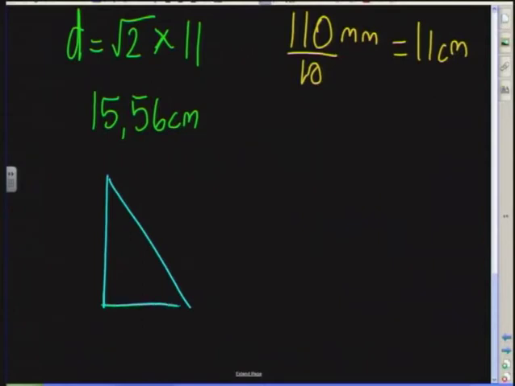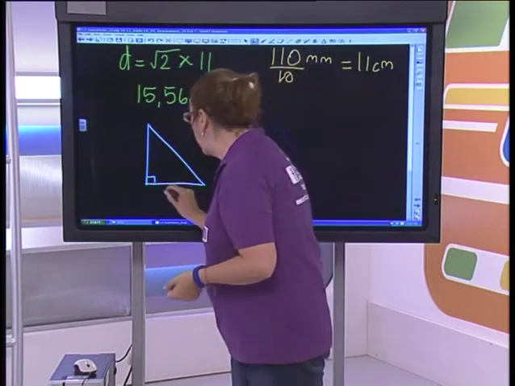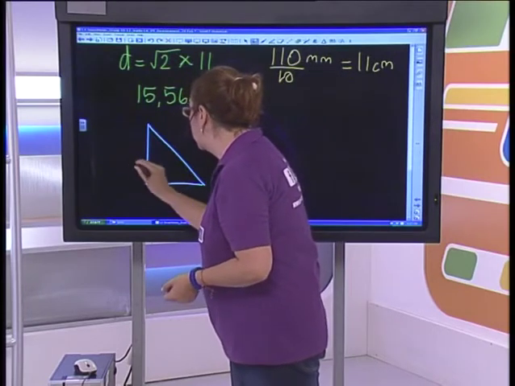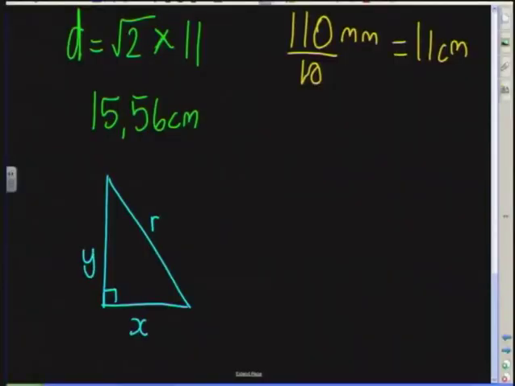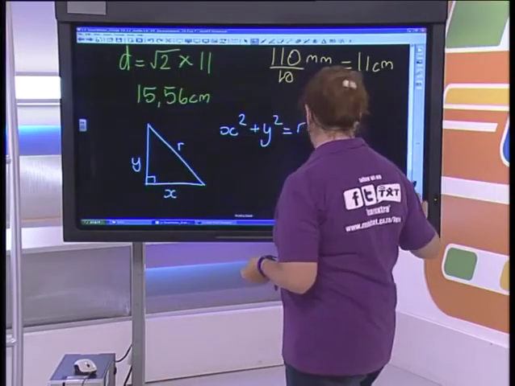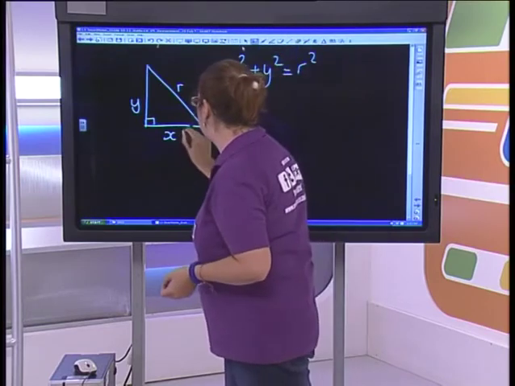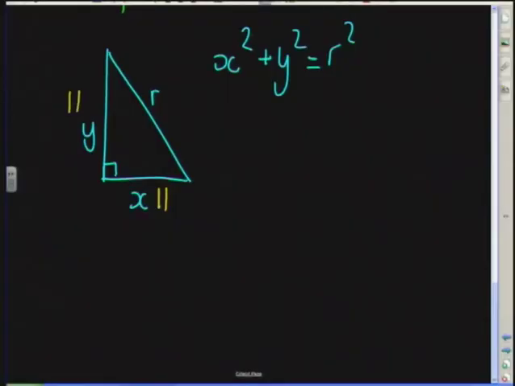Right. Our Pythag is when we've got a right angle triangle. And we always say that my sides squared are equal to the hypotenuse squared. So in this case, it's x squared plus y squared equals r squared. Now, in our sandwich, we had those sides. So we actually had this was 11 centimeters, and that was 11 centimeters. And we were looking for the radius.